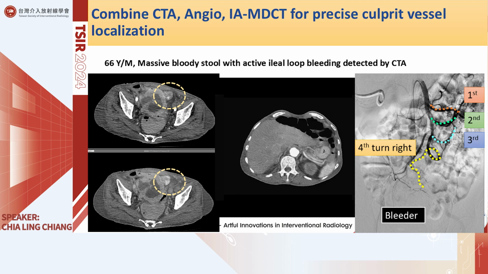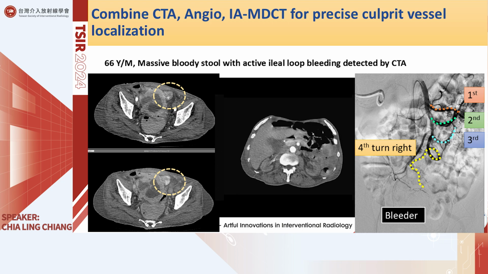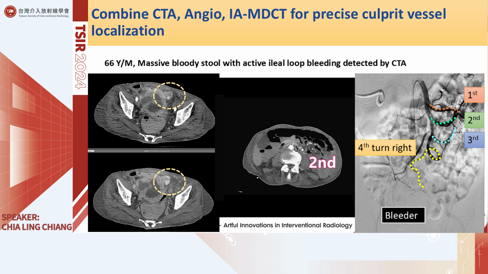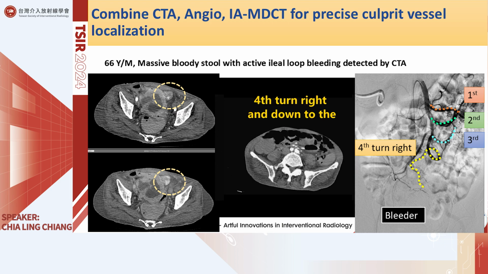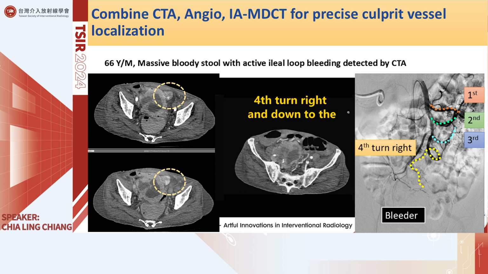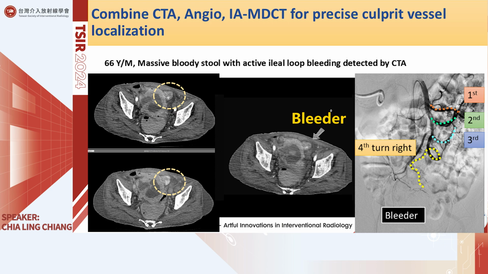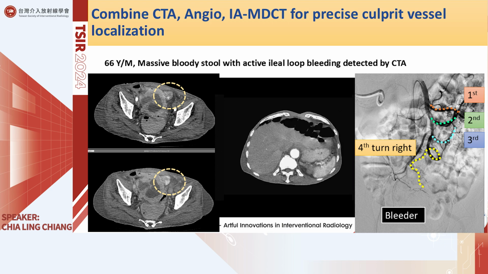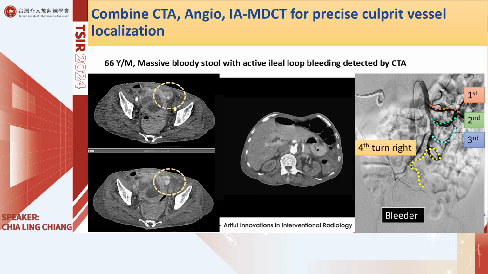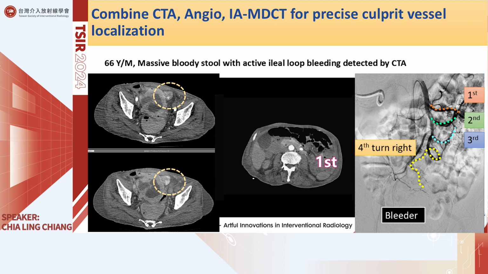How to use the combination of CT and angio-CT. For example, in this patient, he had a massive bloody stool with active ileal loop bleeding detected by our CTA. In the CTA, we show active extravasation at the middle ileal loop. And please play the video.